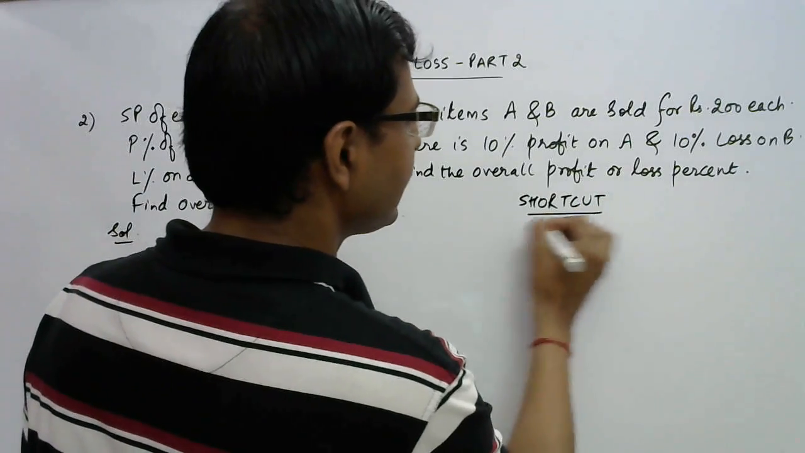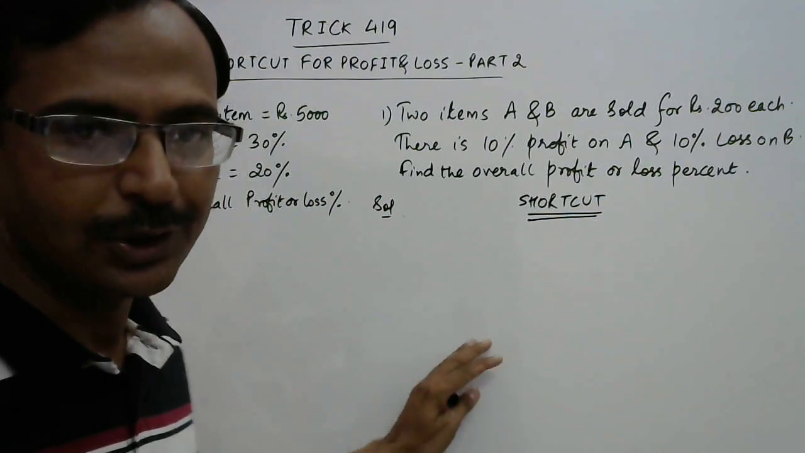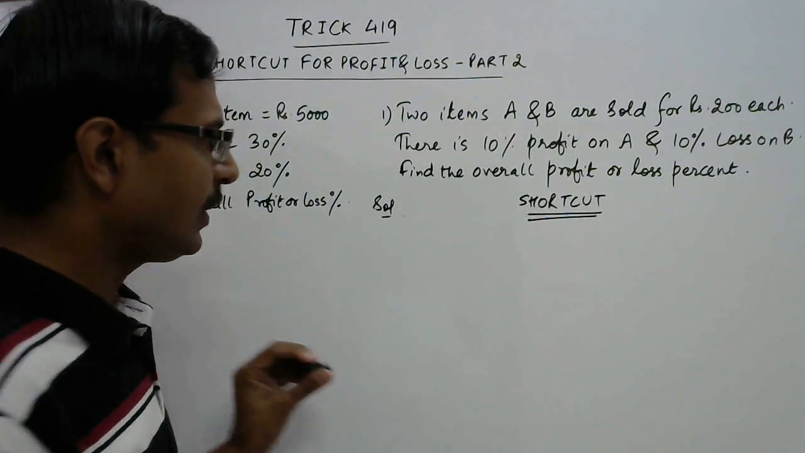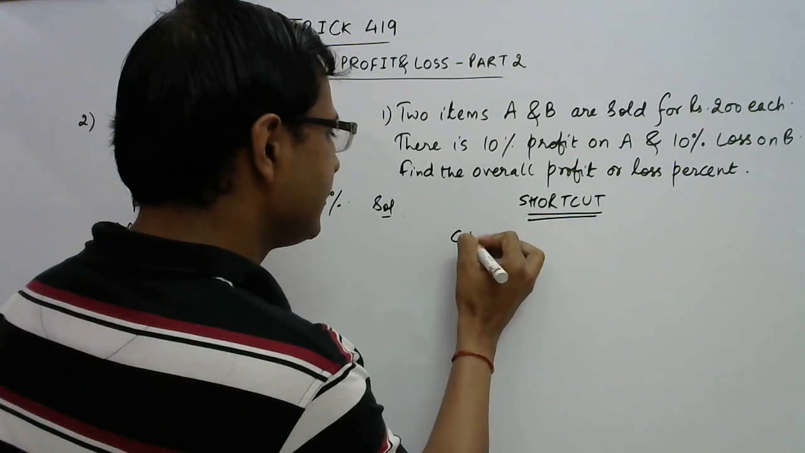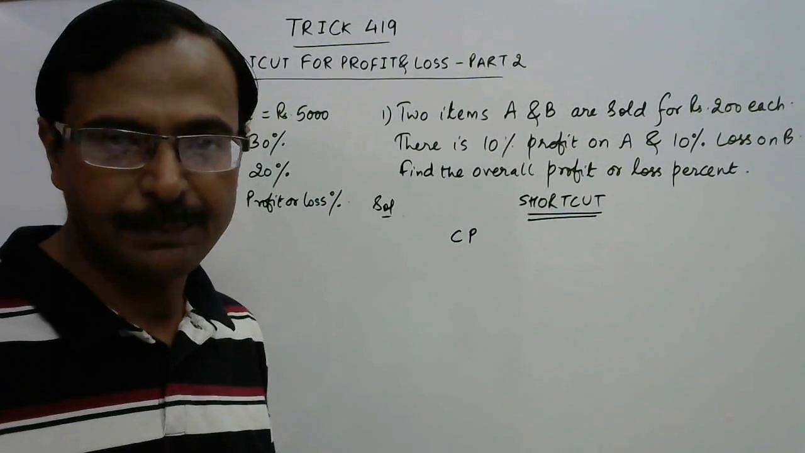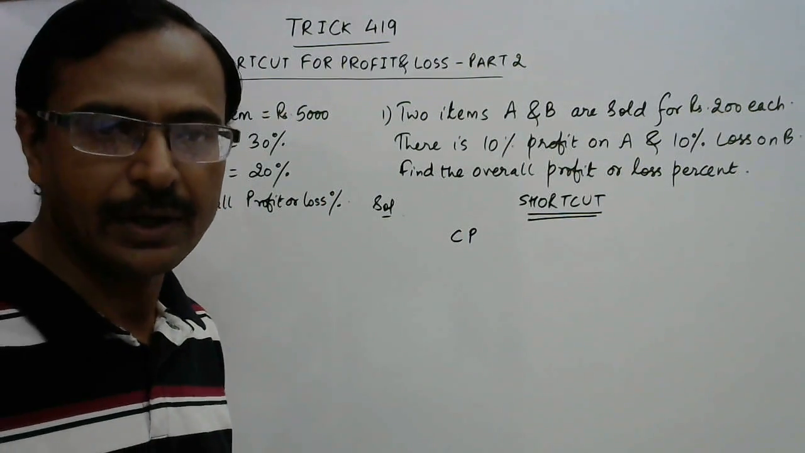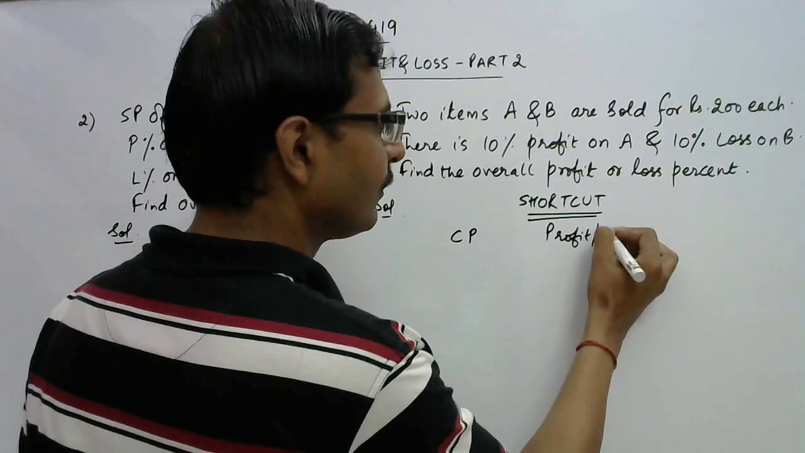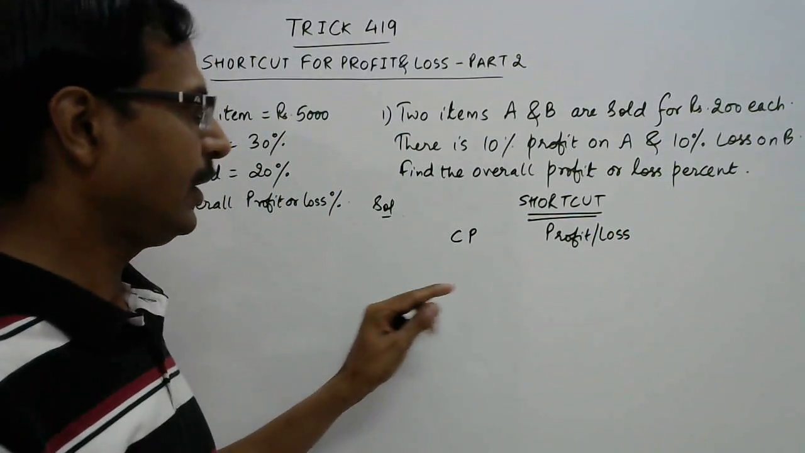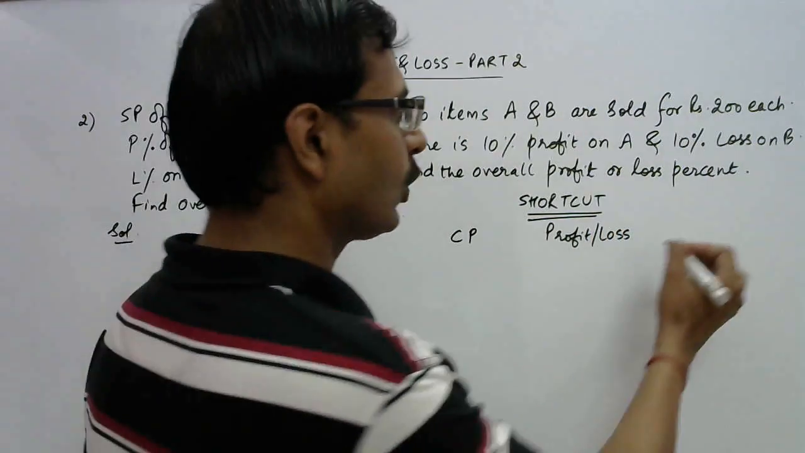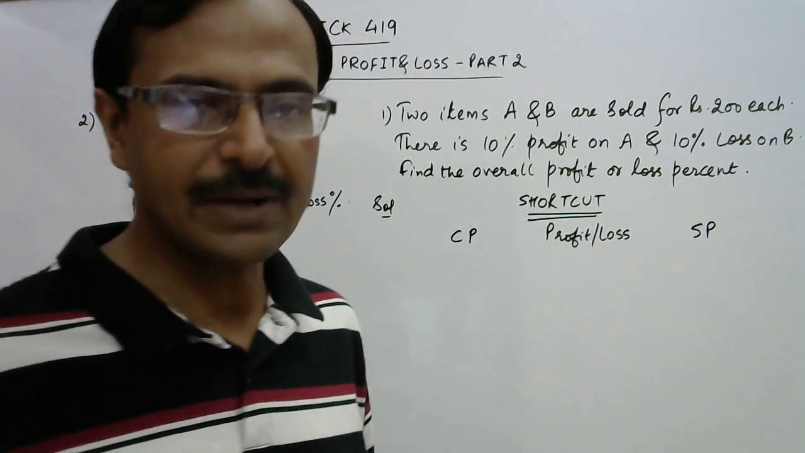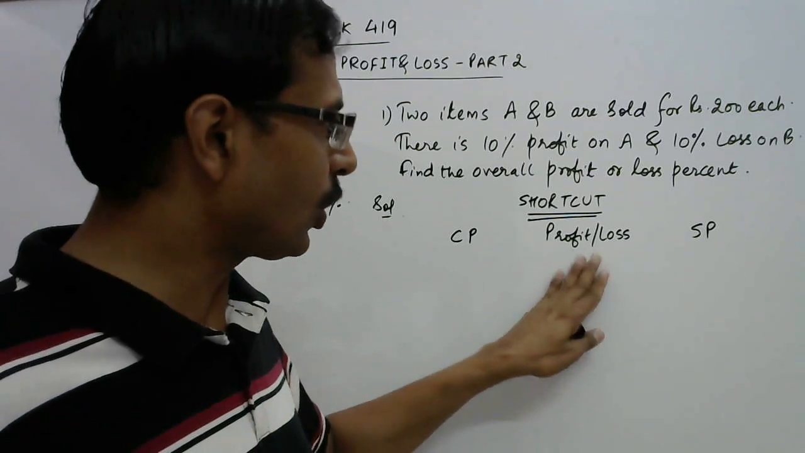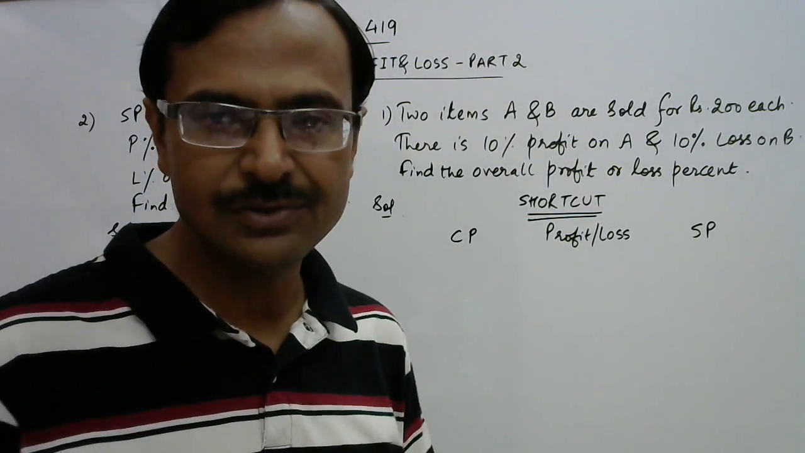See, I am not discussing the traditional method. I am just telling you the shortcut to solve such a kind of problem in competitive exams. Now see, we have three things. One is the cost price, the price at which we purchase a particular item. On this cost price, we get either profit or loss, and if there is profit, selling price will be more. If there is loss, selling price will be less than the cost price. So cost price, profit and or loss, and the selling price. These are the three things.